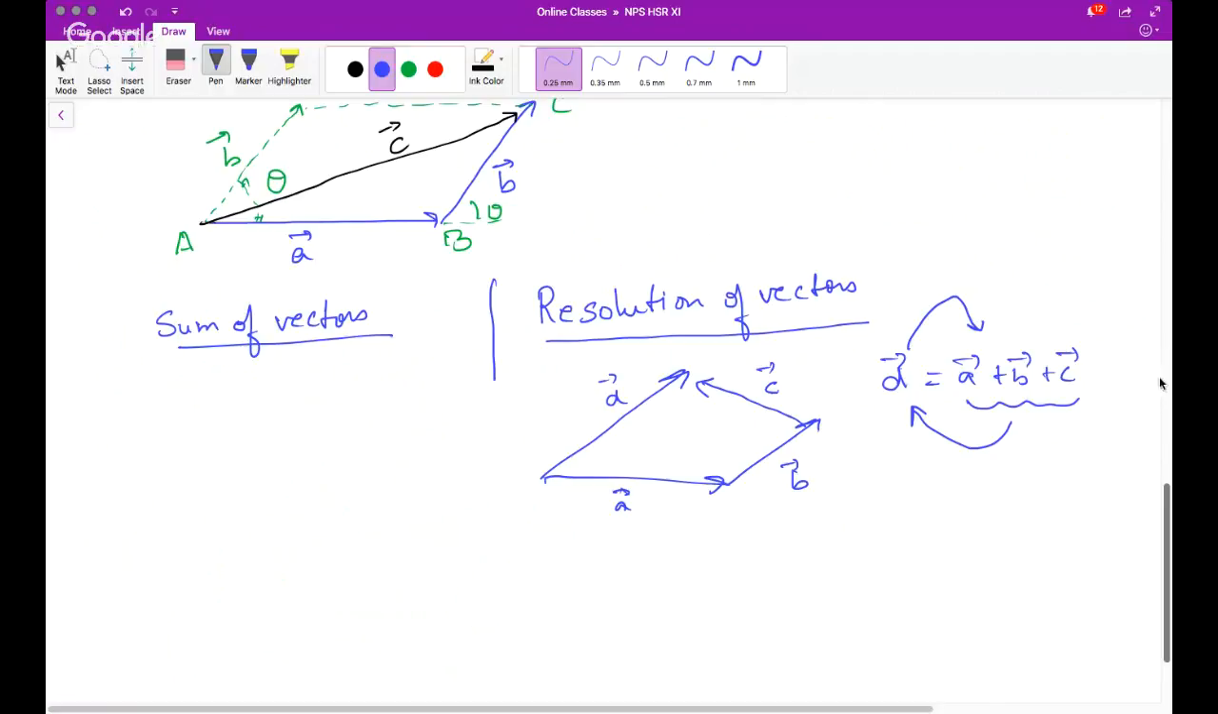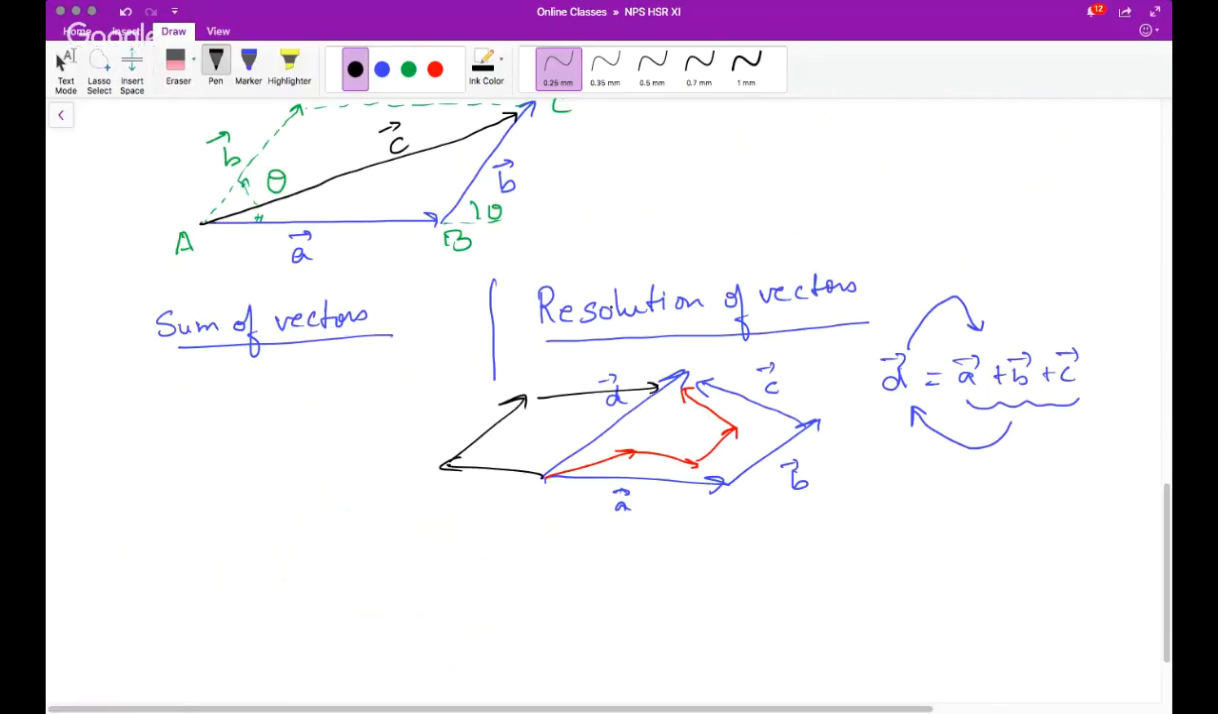Now you can clearly understand there could be a million ways to express one particular vector as a sum of multiple vectors. For example, in the same example, you can do this as well. These are multiple vectors whose sum again will be D. Another example could be this vector, then this vector, and then finally this. So D can be expressed as a sum of multiple such vectors.